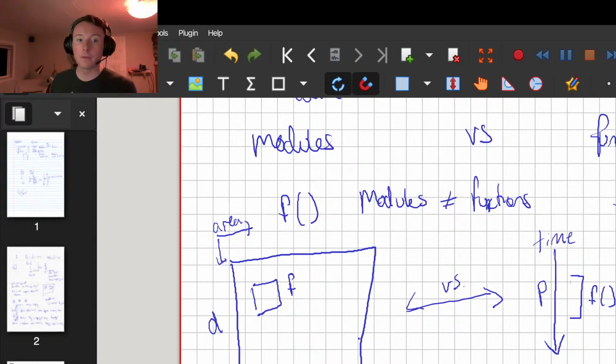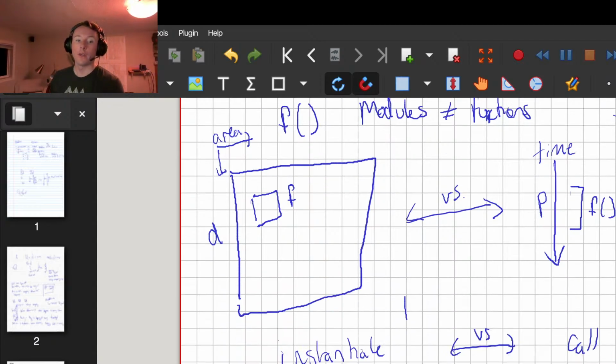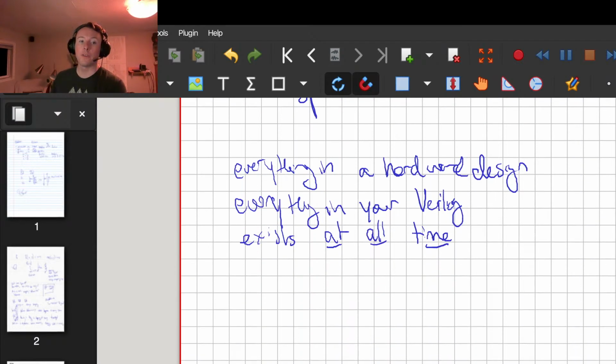But our chip, it just exists. It's there. It's printed on a piece of silicon. And so everything that's in that design is actually describing something that's on the chip. It doesn't get called, run, and then go away. That's not how this works. So that is a fundamental difference.